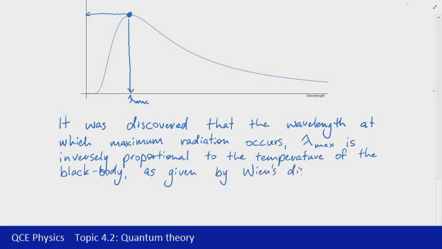We've said already that it's inversely proportional. And so the equation is simply lambda max is equal to B over T. So that's the equation that's in the data booklet, linking the wavelength of maximum radiation to the temperature of the blackbody itself.